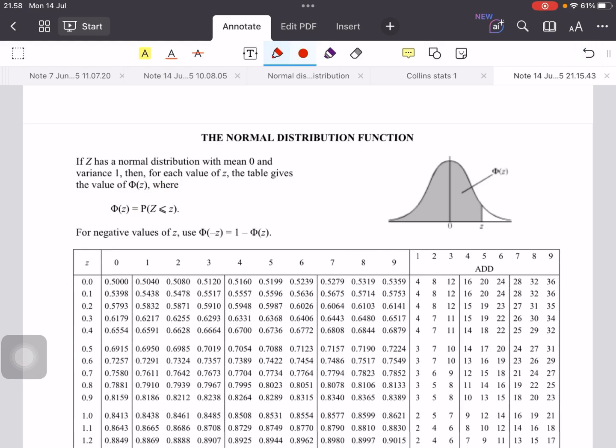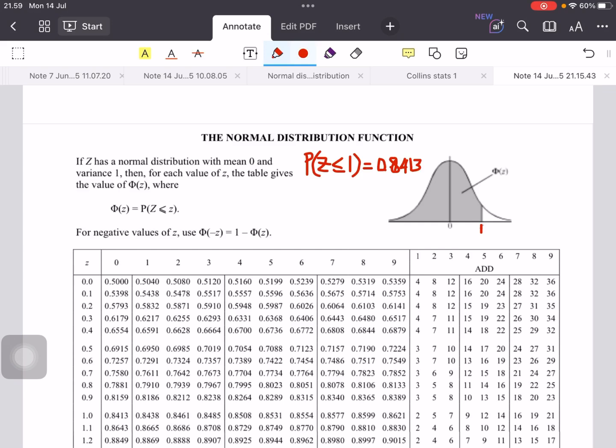For example, if we want to find the probability of z less than or equal to 1, we can see from this table. This is the value of z. The answer will be 0.8413. So the probability of z less than or equal to 1 is 0.8413. So this is 1.